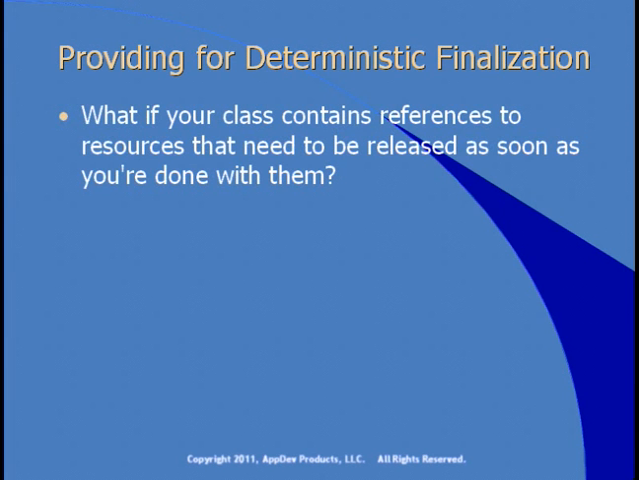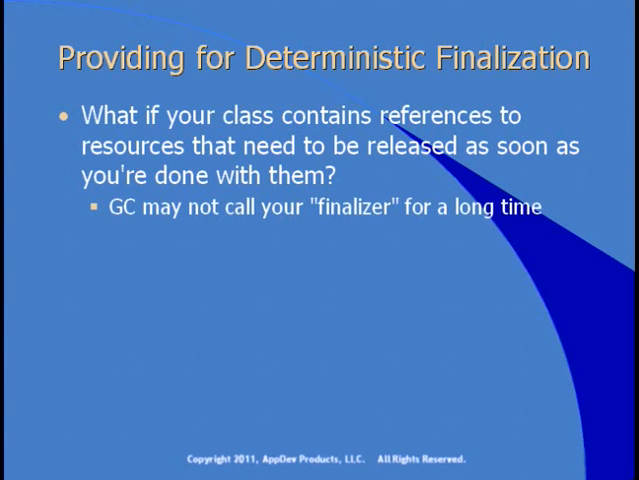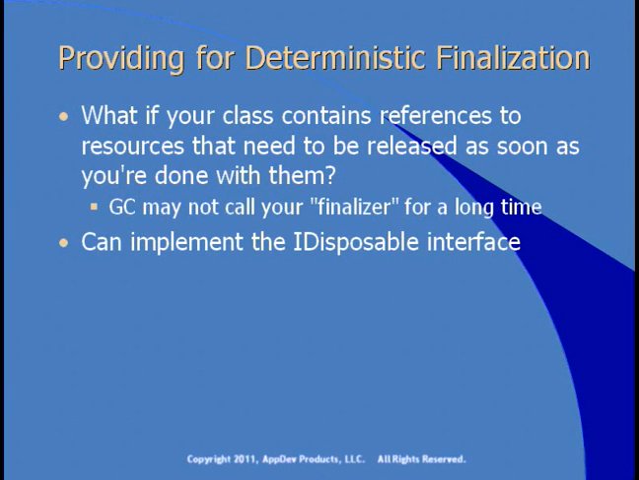What if your class contains references to resources that must be released as soon as you're done with them? Remember, the garbage collector may not call your finalizer, your destructor, your whatever, for a long time. The fact is that if you're using things like database connections, you may want to release that connection as soon as you're done with the object. To make that happen, you can implement the IDisposable interface in your object.